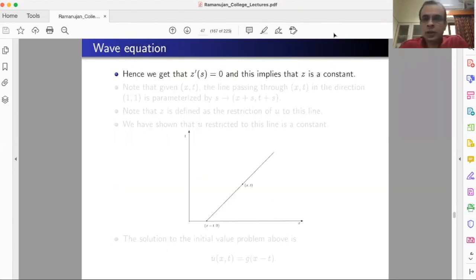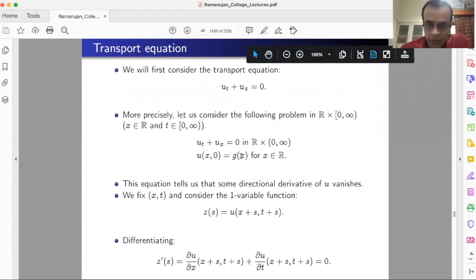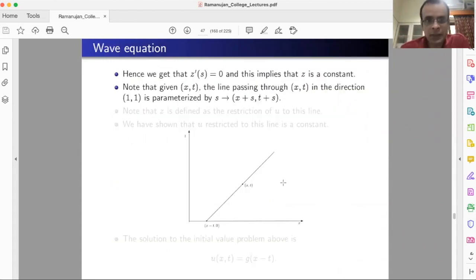So what it means is that if the derivative is equal to 0, that implies that z is a constant. Now, what was the motivation for considering this x plus s comma t plus s? So let us see that. I have a picture over here. Given any point x comma t, I consider this line, the line with slope 1.